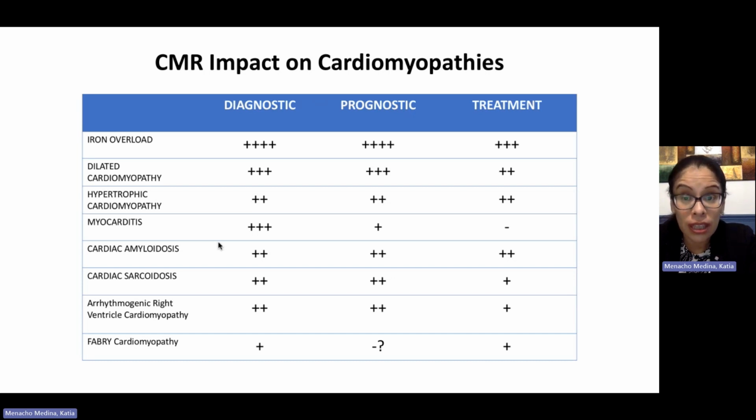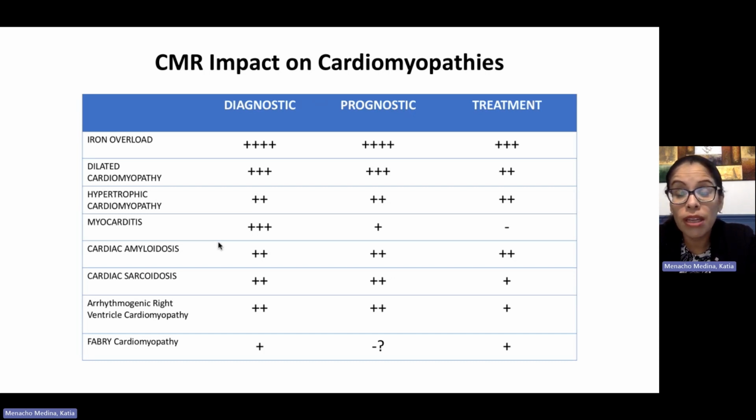Other pathologies that have a specific role as well are dilated cardiomyopathy, hypertrophic cardiomyopathy, I mentioned the arrhythmogenic cardiomyopathy in the right ventricle, and Fabry disease, which is one of the few conditions where you can see that cardiac MRI also has a role in early detection with the use of the mapping technique.